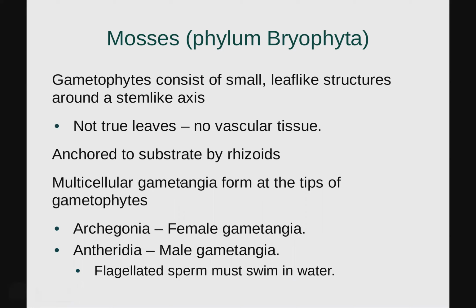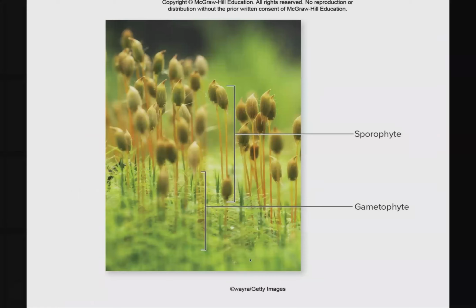and they do have multicellular gametangia, again, that umbrella shape, that form. And there are 2 distinct types of gametangia here, the archegonia, which is the female, and the antheridia, which is our males. And they have flagellated sperm that have to swim in water. So let's look at this. We have the gametophyte here, so the haploid version, and then we have the sporophyte here, our diploid version.